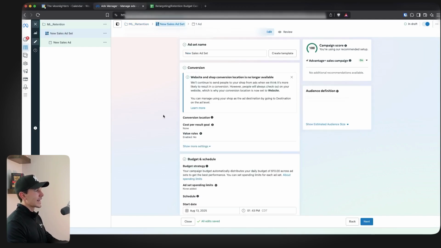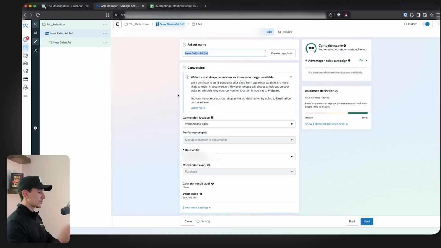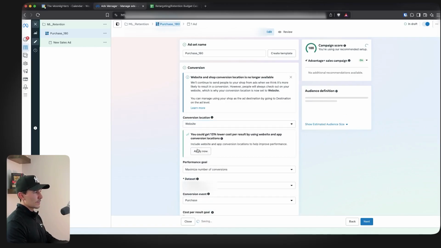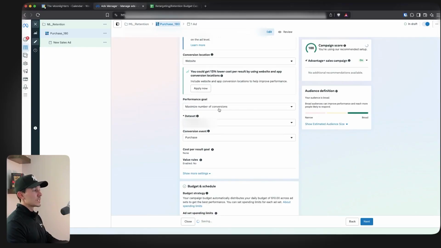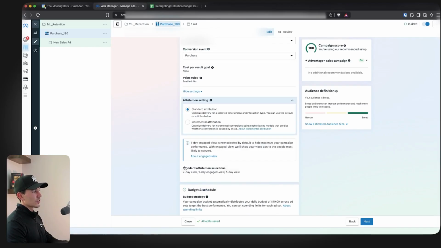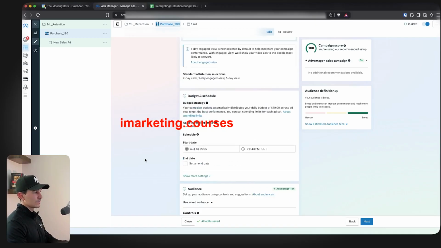And if we go into our ad set, we're going to then call this first ad set purchase 180. This is going to be anyone who's purchased from us in the last 180 days. We're going to change this to just website. We're going to maximize number of conversions. Make sure your pixel and your purchase event are set up. No cost cap, no value rules. And then our attribution settings should be 7-day click, 1-day view. It could also be 7-day click, 1-day engaged, and 1-day view. It doesn't make a difference.